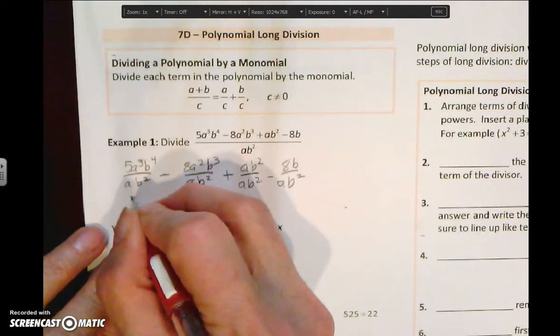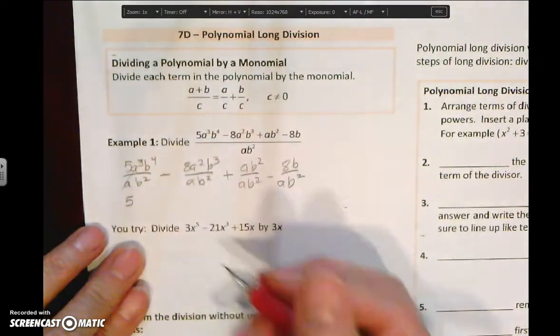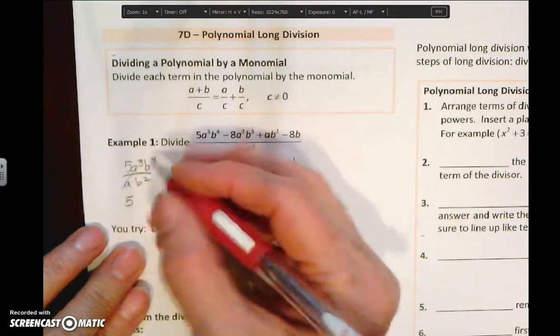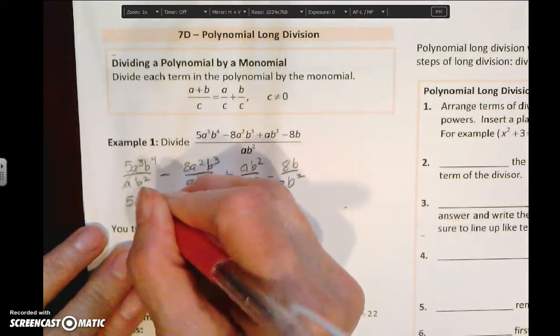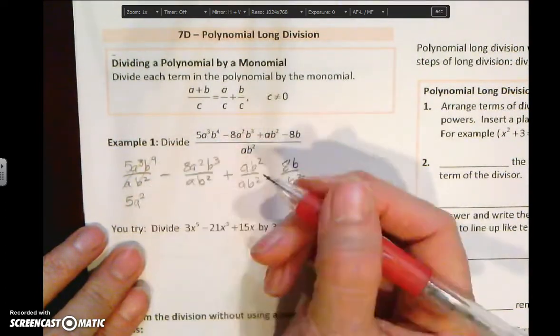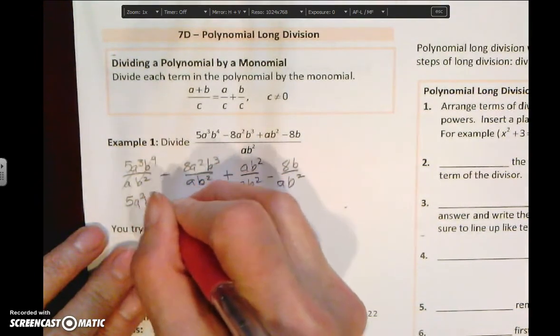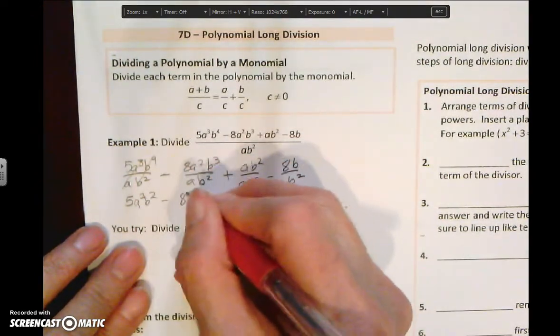Let's see, 5. The A and the A cubed cancel out, so I've got A to the second power. And the B squared and B to the fourth will give me B squared. So just repeat that for all of these.